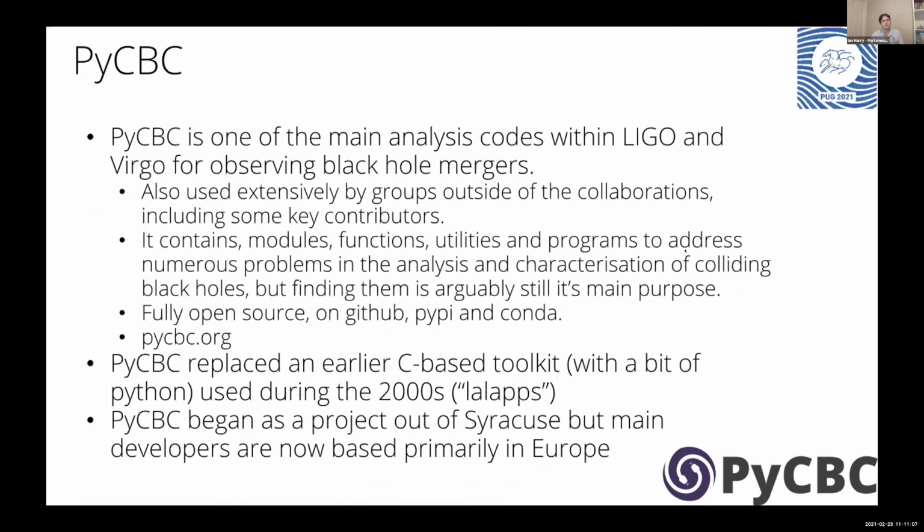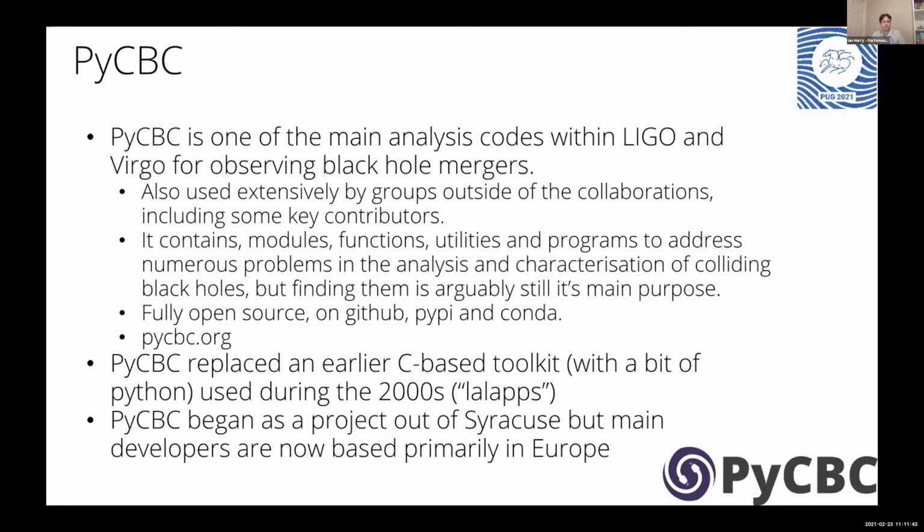So to explain how we've interfaced with Pegasus, I'll talk a little bit about PyCBC, which is also what I'm wearing today. PyCBC is one of the main analysis codes within LIGO and Virgo used for observing the collision of black holes. It's also used extensively by groups outside of the collaborations and includes some of our key contributors, including one of the people in attendance today. It contains modules, functions, utilities, and programs to address a number of the problems in the analysis and characterization of merging black holes, but finding them is arguably still the main purpose.